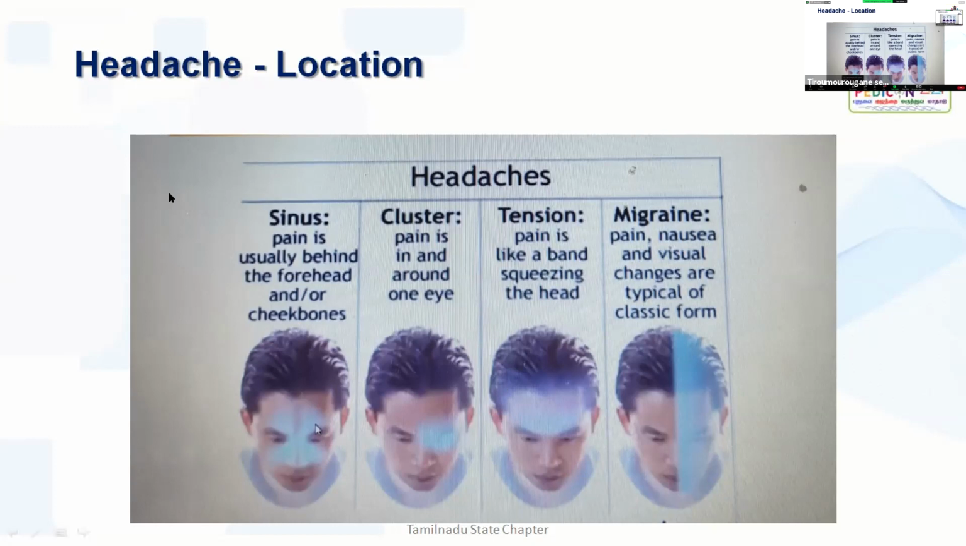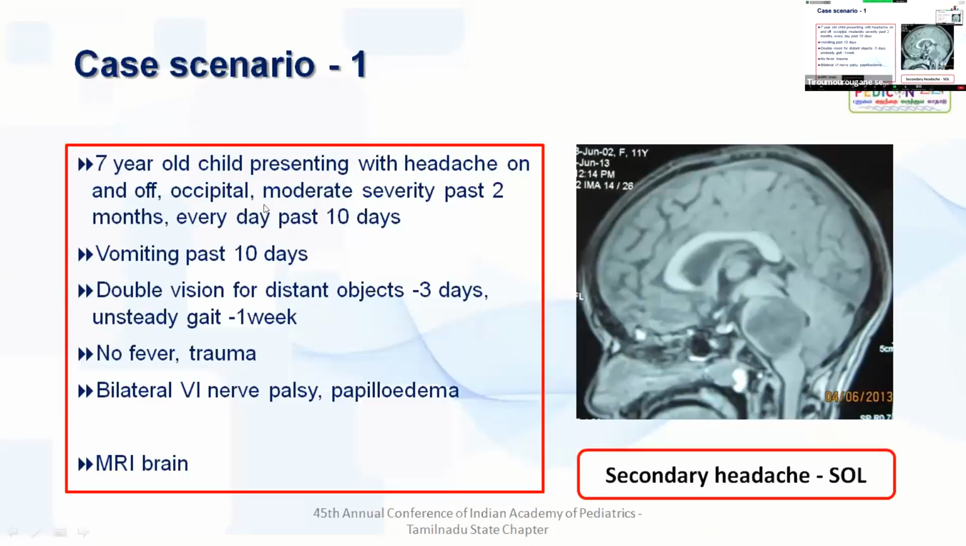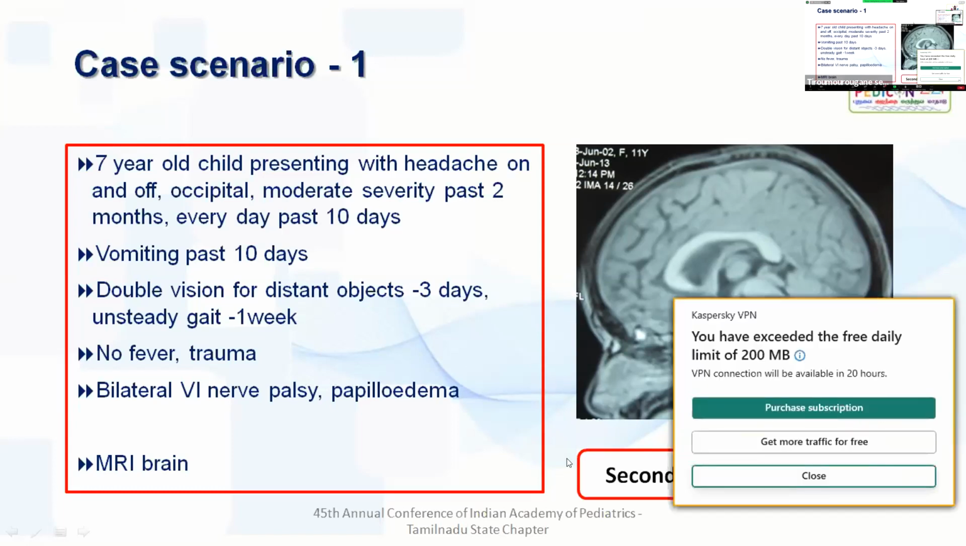Coming to certain case scenarios: a 7-year-old child presenting with on and off occipital headache, moderate in severity for the past 2 months, every day for the past 10 days, associated with vomiting, double vision, and an unsteady gait. There's no history of fever or trauma. Examination reveals a bilateral abducens palsy with papilledema. MRI brain shows a large expansile mass in the pons obstructing the fourth ventricle. So this is a pontine glioma. This is a secondary headache due to an underlying SOL.